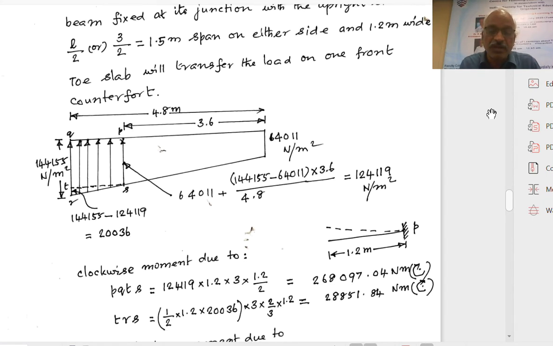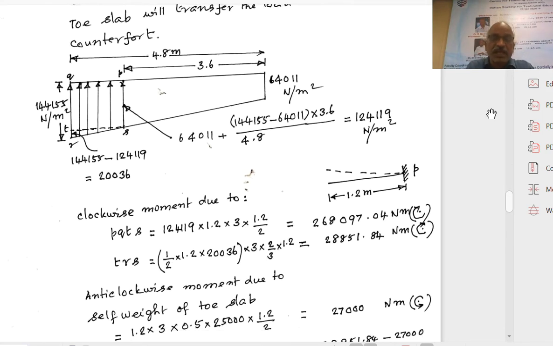So this is the pressure diagram. Also we know the maximum pressure at the heel toe end is 144,155. Now we are going to design the front counterfort as a horizontal cantilever subjected to net upward force. The pressure diagram will cause an upward force, and about the fixed end this is going to cause a clockwise moment. The clockwise moment is due to PQTS, a rectangular pressure diagram with a value equal to 124,119.